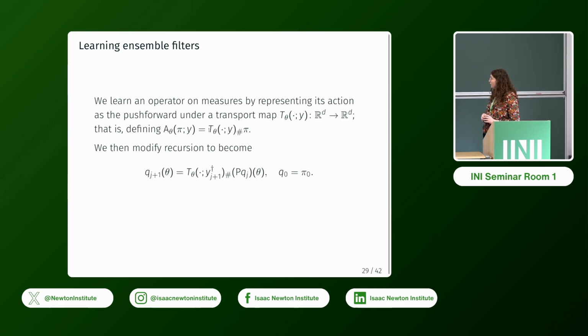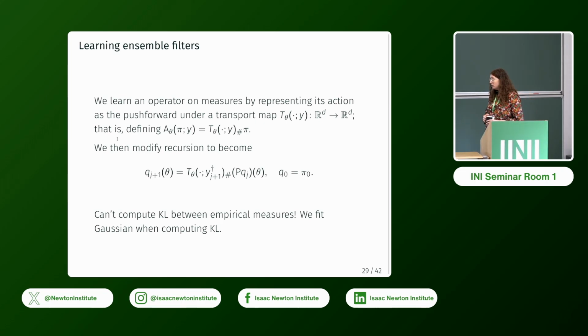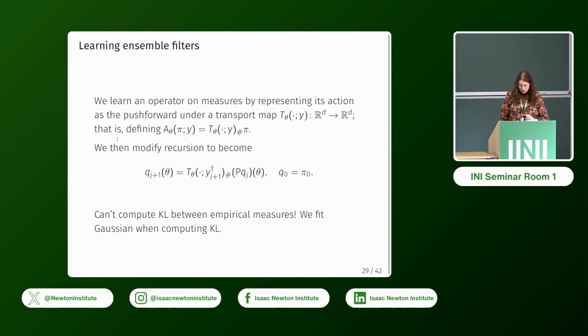Okay, so now our recursion is the following. We're applying the push forward of this transport map that's acting on individual particles. However, the difficulty here is that if you remember, we're using a variational objective. We can't compute the KL between empirical measures. So this is an inconvenience, and I'll describe later how we can tackle that by using a different cost function. But what we did here was just fit a Gaussian when computing the KL. So we're still allowing for non-Gaussian measures, but in computing the KL, we project back to the space of Gaussians.